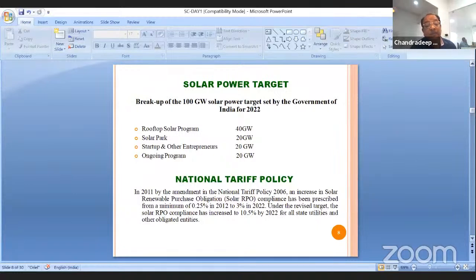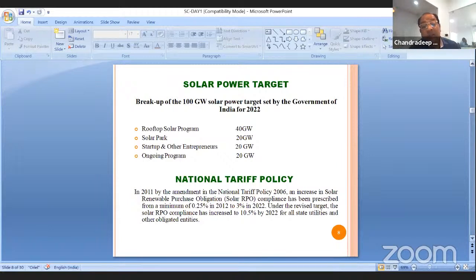There is an initiative for startups and other enterprises. Many participants are watching: women, men, senior students, some professors. They can start a business with solar power with the help of the startup mission of the Government of India. And 20 gigawatt can be developed by them. And the ongoing program, which was started in the time of Dr. Manmohan Singh, that is completed. So 20 gigawatt was allotted for that also. So this is the breakup of the 100 gigawatt solar power.